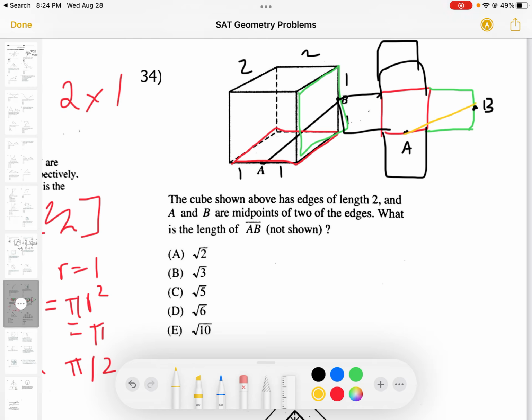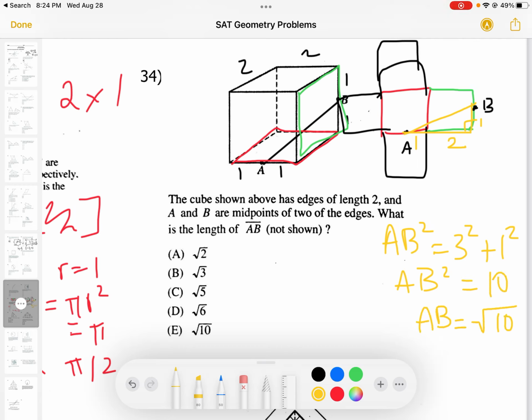And here, this is actually a right triangle. We know B is the midpoint of a side, so it has length 1. The square has length 2, and then we have this half segment right here. So in reality, AB squared is just 3 squared plus 1 squared. So AB squared is just 10, and AB is equivalent to the square root of 10. That's choice E. And we're done.